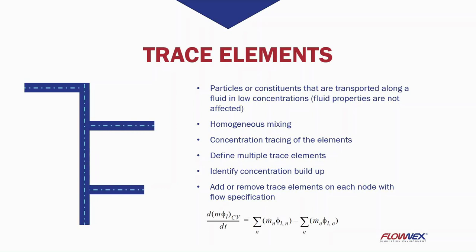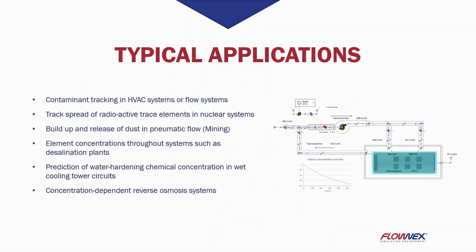Right, so here let's quickly discuss some of the possible use cases which will benefit from using these trace elements in Flownex. So the first is, of course, contaminant tracking, as Willie will show us in a few minutes. Similarly, tracking the spread of certain isotopes in nuclear safety and containment systems is another.